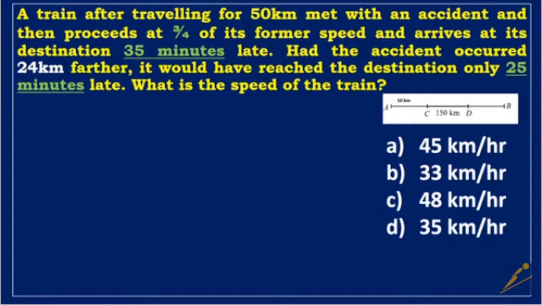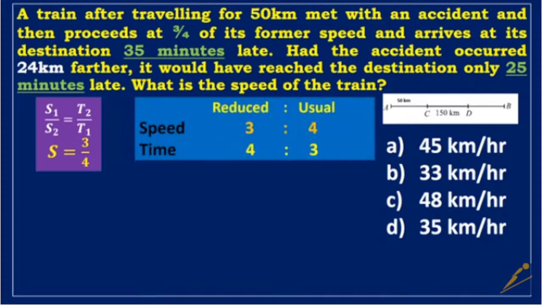Let A be the starting point and B be the ending point. C and D are the locations of accidents. According to the problem, the ratio of the train's speed after an accident to its original speed is 3 to 4. However, speed is inversely proportional to time. The time taken by the train after the accident to the usual time is then 4 to 3.